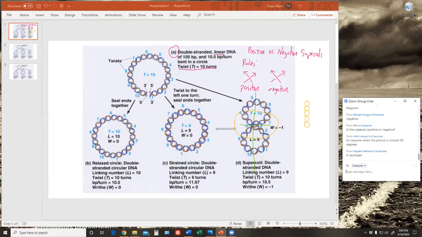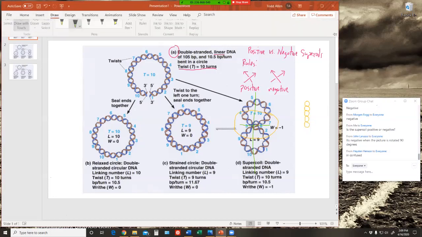So in other words, Hayden, rather than looking at the picture as it's currently drawn, imagine that it was drawn like this. Okay, imagine that rather than having the figure 8 you currently have, you had this figure 8. So that's basically what you're doing when you rotate this 90 degrees.